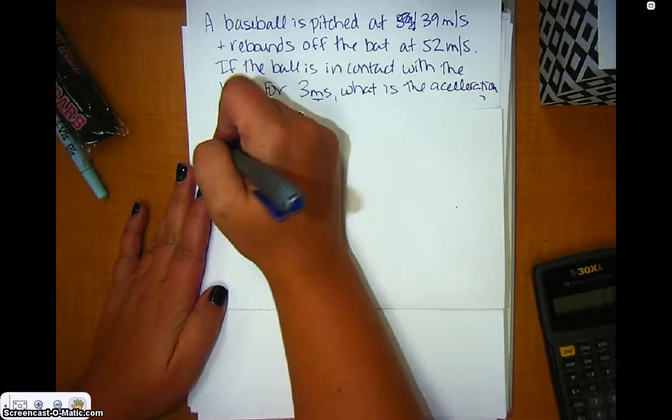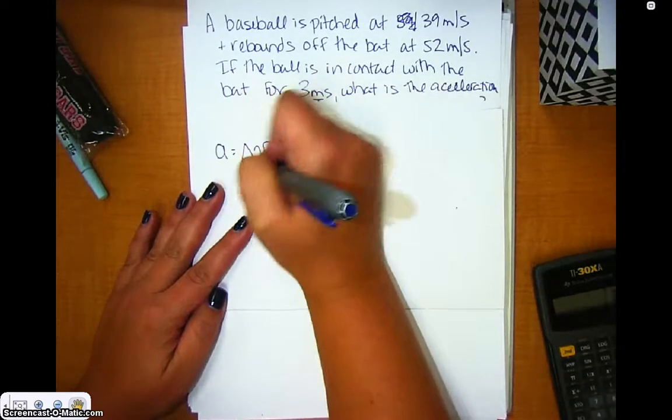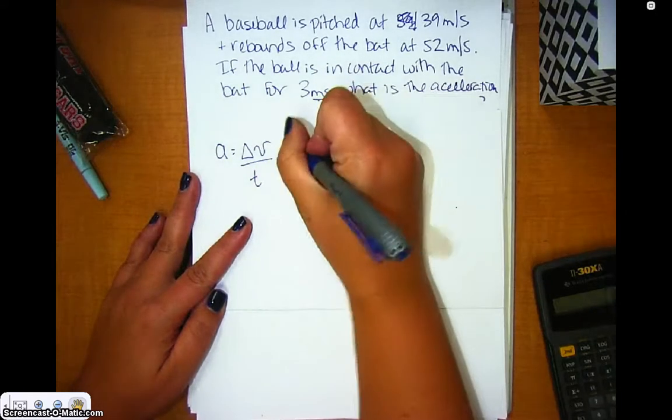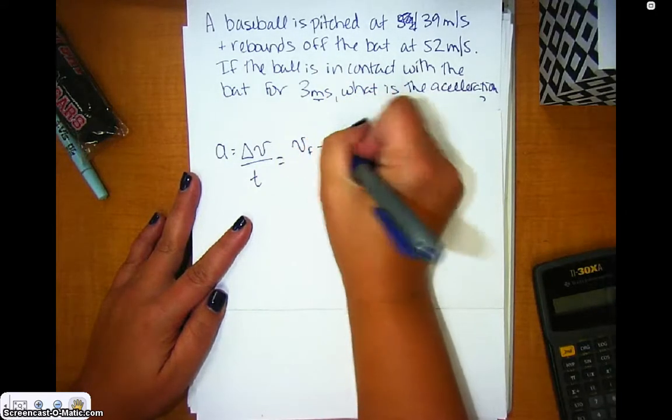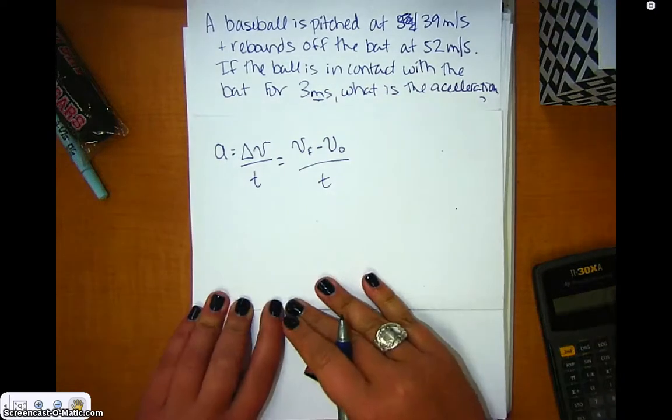So remember that we're dealing with an acceleration problem, so the definition of acceleration is the change in velocity per unit time. And we know that when we have this delta or change in velocity, it's v final minus v initial all over t. Now, remember that velocity is a vector.